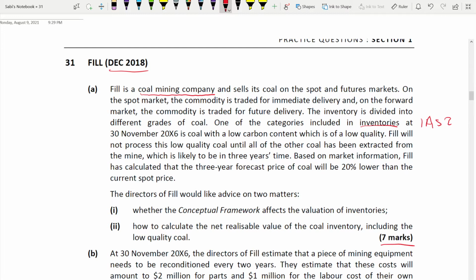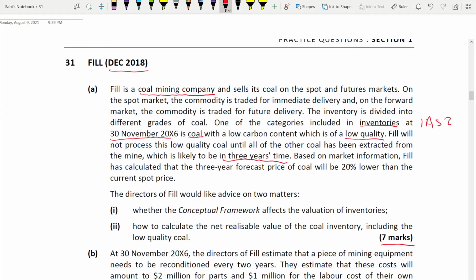So included in inventories at 30th November 2006 is coal with a low carbon content, which is of low quality. So they are including this as inventory. There are 2 grades of coal, and out of it, one is included as inventory which is of a lower quality. Phil will not process this low quality coal until all the other coal has been extracted from the mine. They will not extract this until the end, after they've extracted all the coal from the mine, which is likely to be in 3 years time.